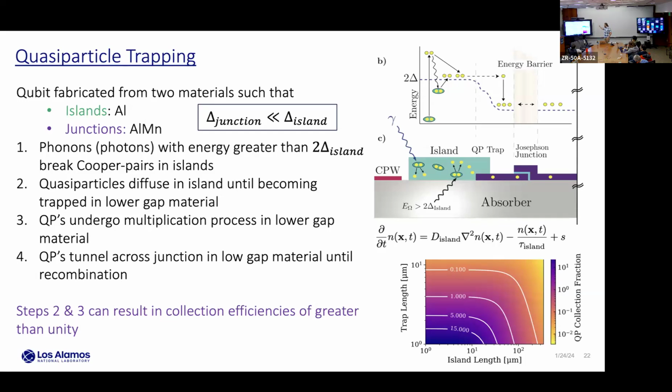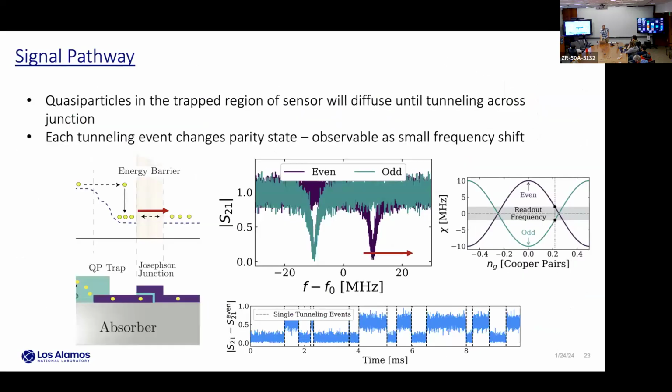Even though the tunneling across the Josephson junction is not an efficient process, by trapping them and confining them right by the junction, we can make it an efficient process. And so what will the measurement actually look like?